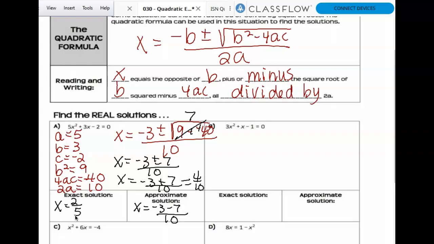The next one, -3 minus 7 is -10. Divided by 10 gives me -1. -3 minus 7 is -10. Divided by 10 is -1. My 2A is 10. Did I say it out loud? Oh, wow. We're having a hard morning already.